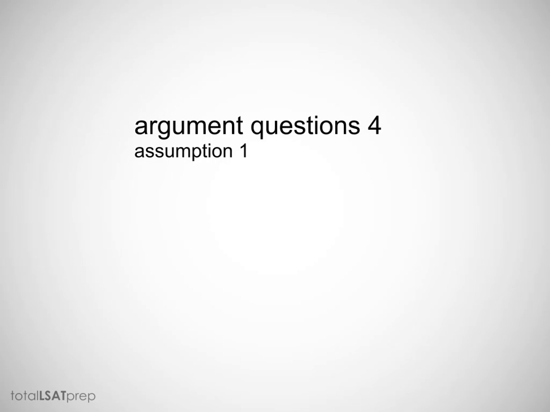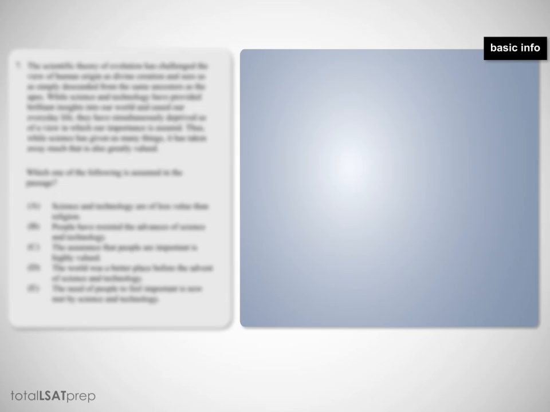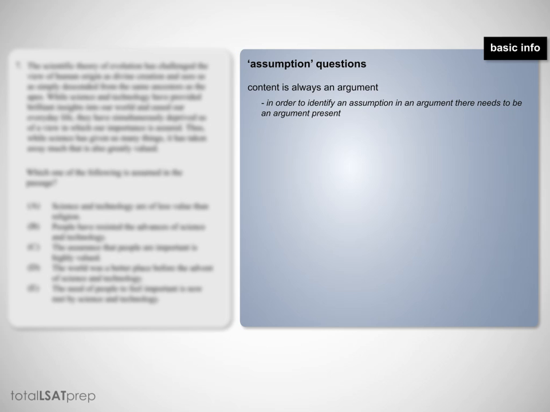In this video, we're going to go over some of the basic variations for the fourth question type in the argument section, the assumption questions. Okay, so let's take a look at some basic information. In the assumption questions, the content is always an argument. In order to identify an assumption in an argument, there needs to be an argument present. And once again, that doesn't mean that it's an obvious or simple argument. Part of the difficulty with these questions is the sometimes complex nature of the argument.